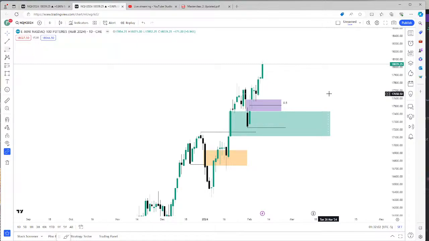So for me, this is just food for thought. If price starts trading close to this 0.5 level, then it's more important to me. Then I want to zoom in and see how it reacts there. But until that point, I'm bullish on a higher time frame. That's kind of what I think.